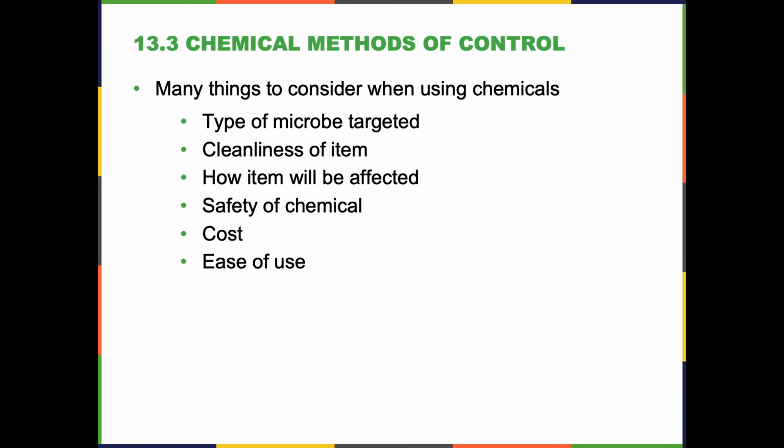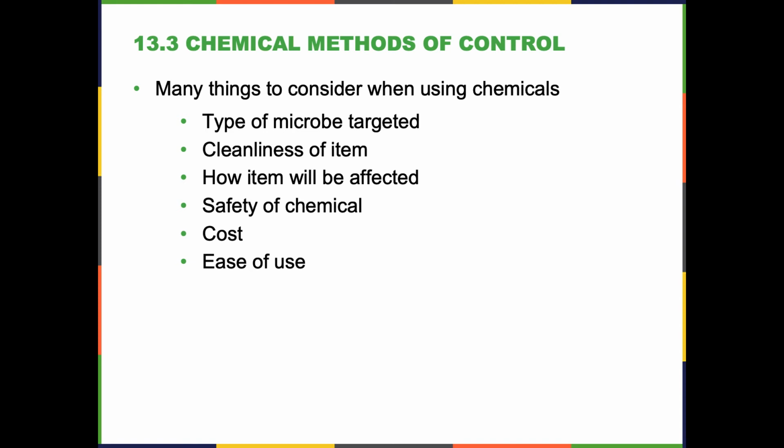Cleanliness of items. We've kind of talked about this already, just with respect to how certain types of organics can interfere with how well chemicals work. How is the item going to be affected? So if you have, let's say, a very porous environment, maybe you're not going to want to use a liquid chemical. That's definitely going to affect what you want to use, right? And then of course the safety of the chemical itself. If this is going to be something that humans are going to touch a lot, a lot of skin is going to come into contact with that, you definitely can't use something that's too irritating, right? But if it's a bench table, doesn't really matter.